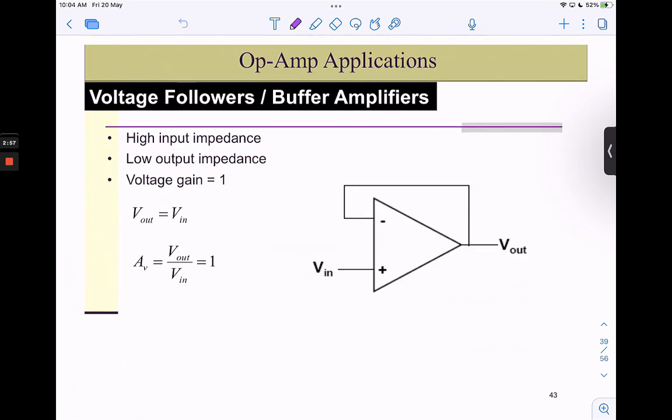So what does it mean? This is the buffer amplifier. We have high input impedance over here, and we have low output impedance, and the gain is equal to 1. So the AV equals 1. Okay, so Vin equals Vout.